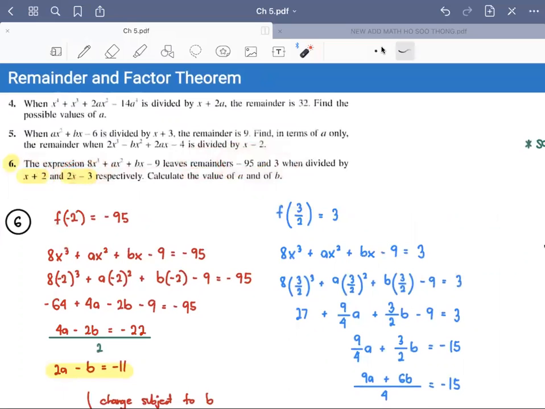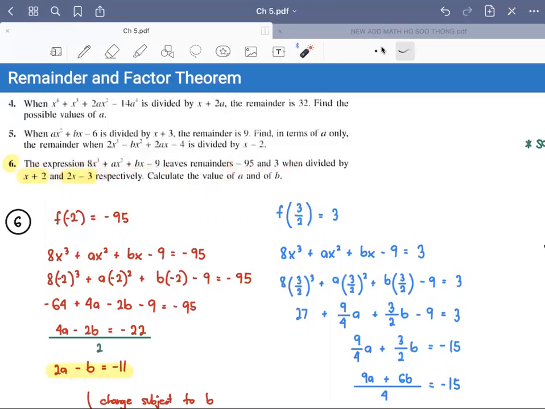So basically, class, this question is telling you that this expression here was divided twice, right? It was divided twice by x plus 2 and then 2x minus 3. And these are the remainders for each division, okay? So the question here is we need to calculate the value of a and b.